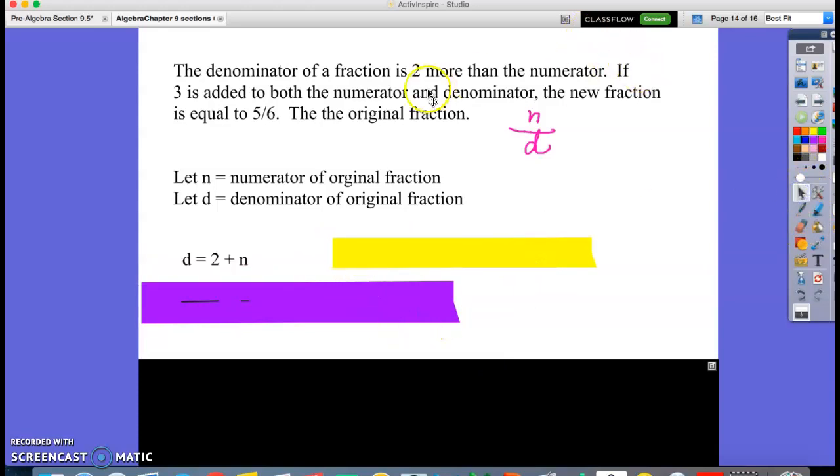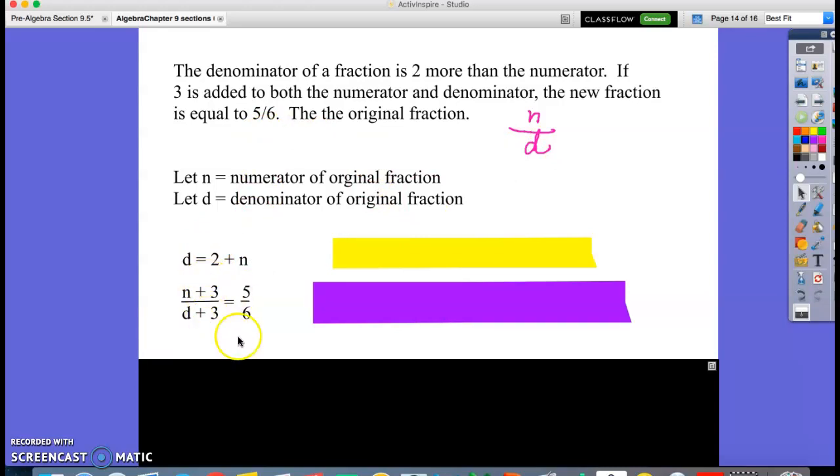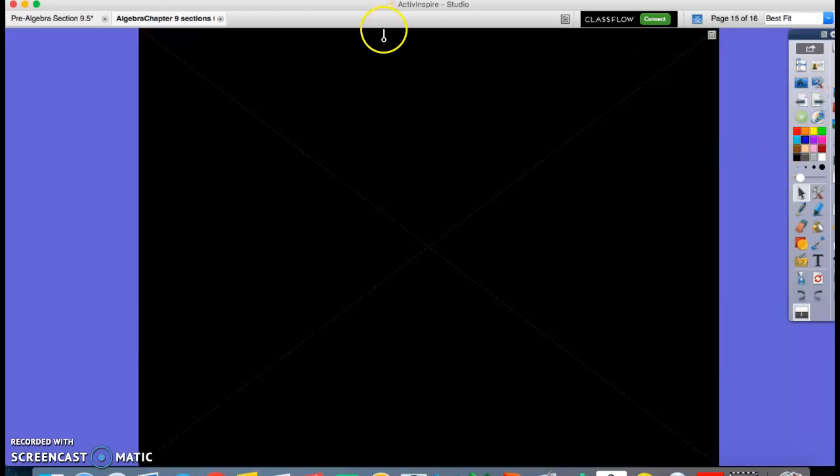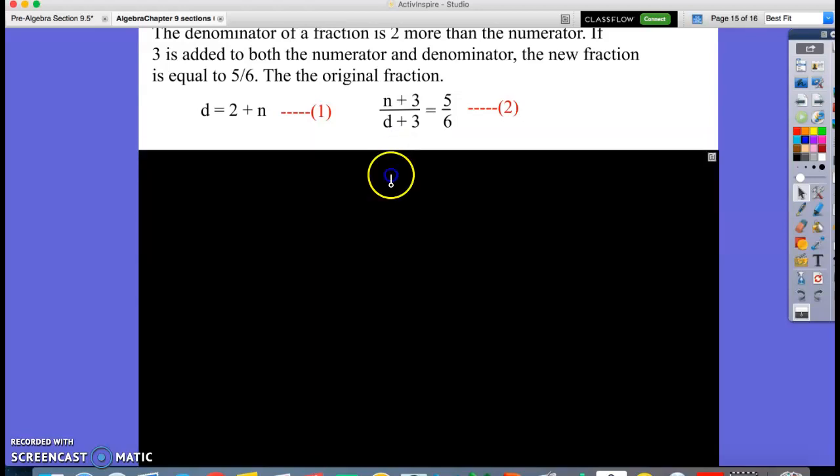Now what else is given? If 3 is added to both the numerator and the denominator, the new fraction equals 5/6. So if I add, n plus 3 over d plus 3 equals 5/6, right? So now we have two equations. Now we can solve it, right? So pause the video and solve it. These are the two equations.